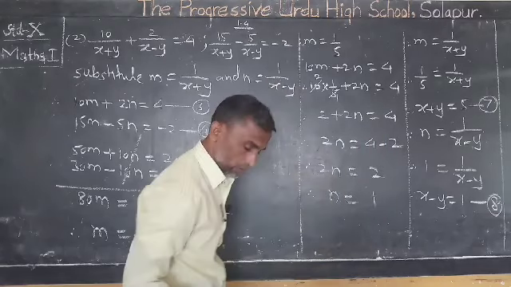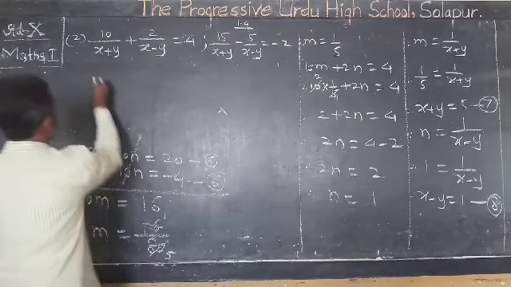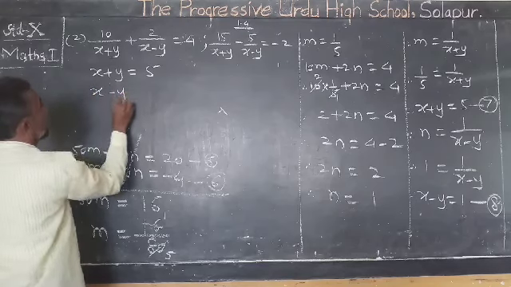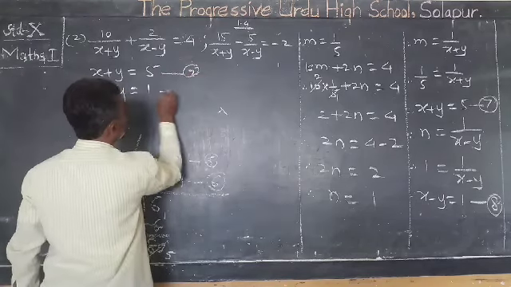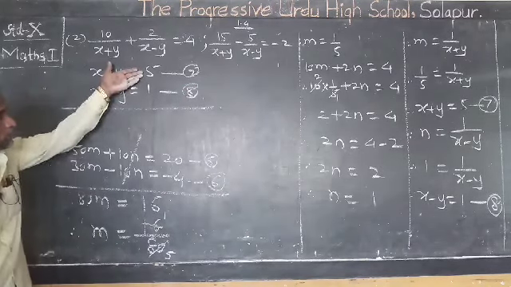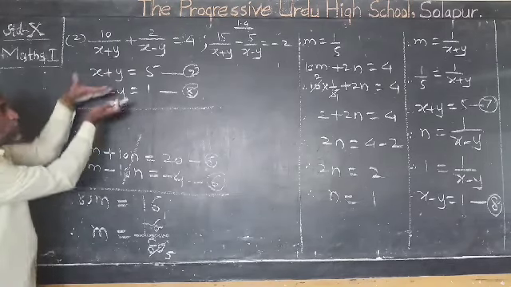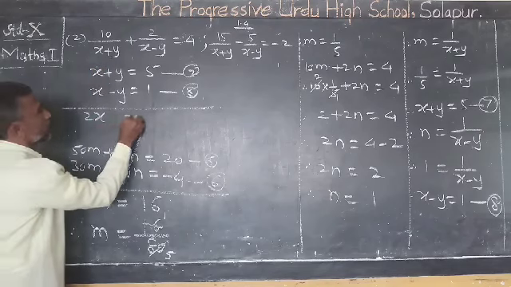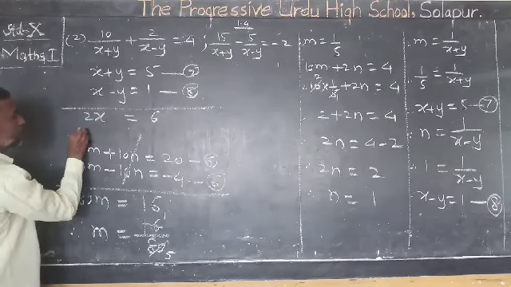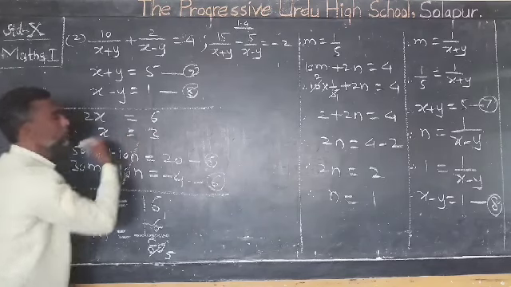How? Look at the blackboard. I am doing here. X plus y is equal to 5 and x minus y is equal to 1. This is equation number 7. This is equation number 8. What I am doing? I am going to add equation number 7 and 8. Why? Because the coefficients of the variable y are same. Therefore, adding these two, x plus x, 2x is equal to 5 plus 1, 6 plus y minus y become 0. Therefore, dividing both sides by 2, x is equal to 3.